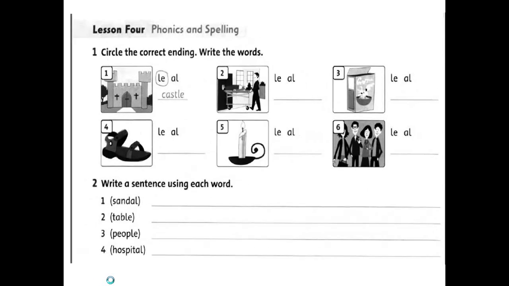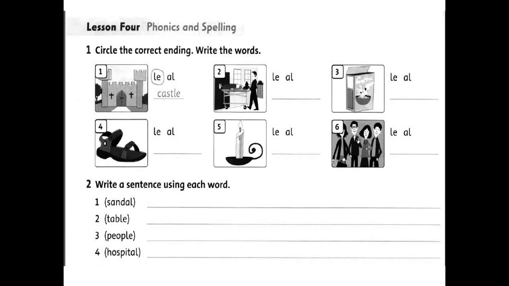let's move to lesson 4. That's the easiest part. You only circle the correct ending and then write the word for the picture. For example, number 1, you have to circle the ending of the word. What picture is this? Yes, there's a castle. So castle, what's the ending? L-E. So you have to circle L-E and then write castle.